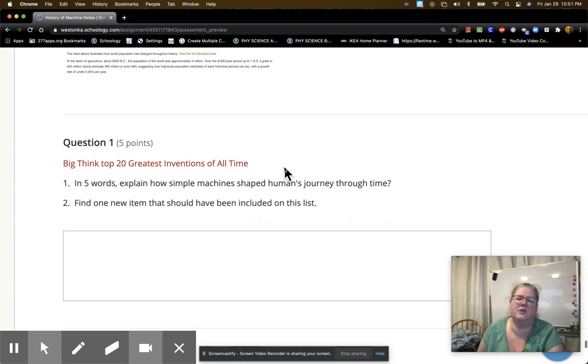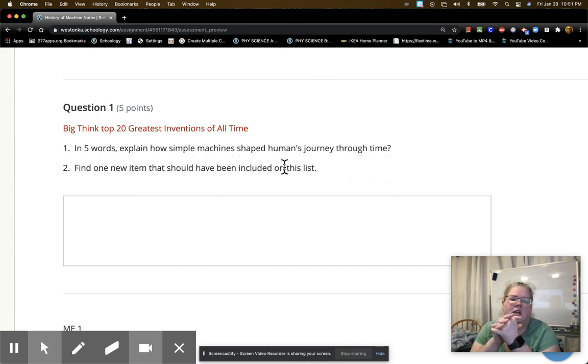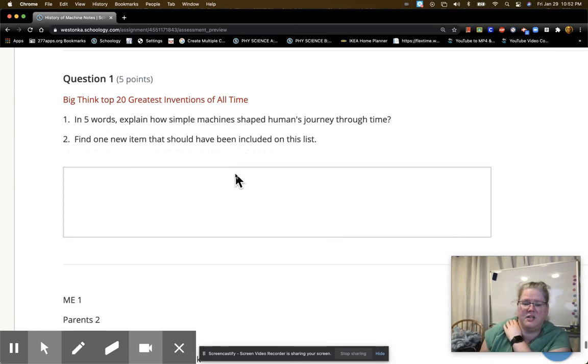So one of the things that you need to do on this assignment is think about the 20 greatest inventions of all time. I want you in 5 words to explain how simple machines have shaped humans' journey through time. Just 5 words. Don't want a paragraph. Maximum of 5. Minimum of 5. 5 words. Find one new item that I should have included. So think of what is important to you that you use every day that is a game changer. Not a fad, a game changer, and include that, and it might end up in this list for next year.